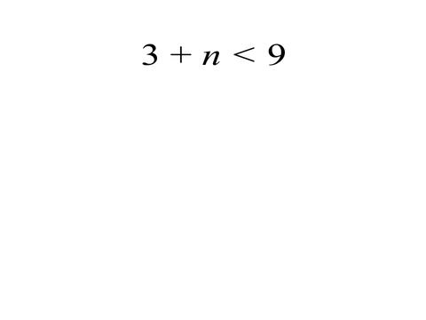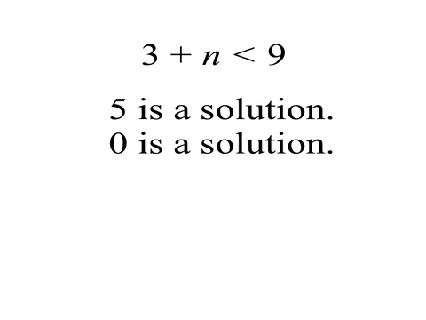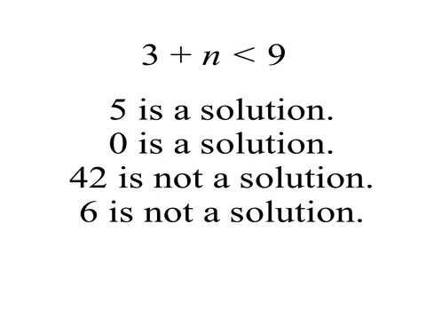We write 3 plus n is less than 9. 5 is a solution because 3 plus 5 is 8, and 8 is less than 9. But 0 is also a solution because 3 plus 0 is 3, and 3 is less than 9. 42 is not a solution because 3 plus 42 is 45, and 45 is greater than 9, not less than 9. And 6 is not a solution.